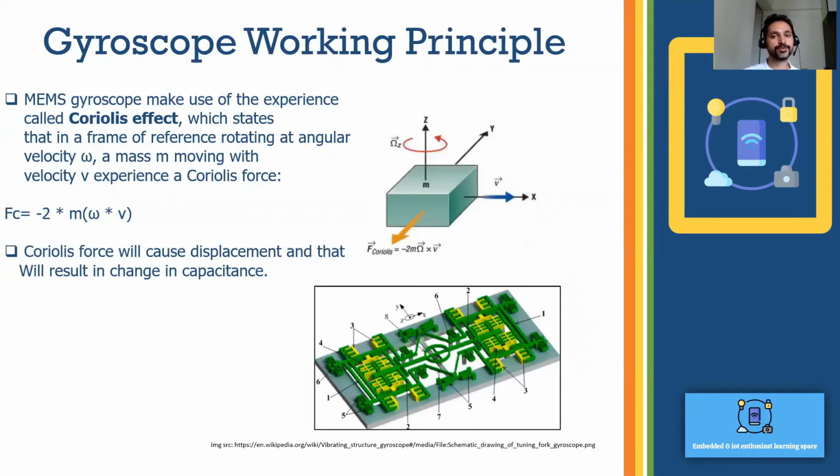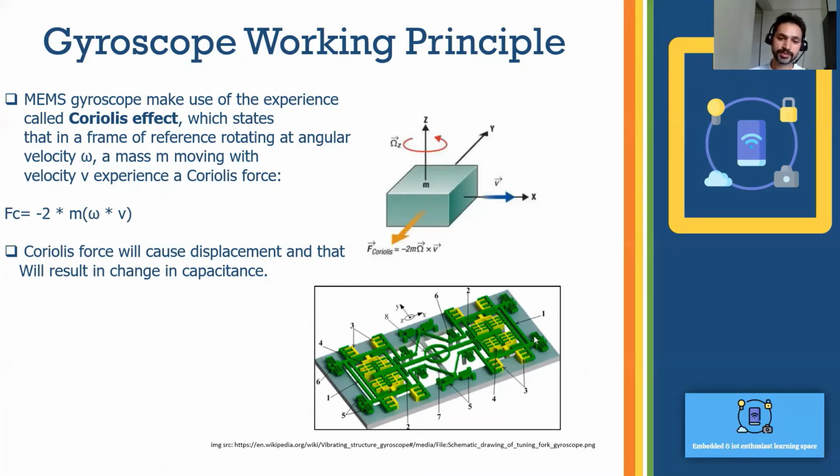Now let's discuss the gyroscope working principle. A MEMS gyroscope makes use of a phenomenon called the Coriolis effect, which states that if you have a mass rotating with angular velocity omega, and the mass is moving with velocity v, it experiences a perpendicular force called the Coriolis force, which is equivalent to -2 multiplied by m, which is mass, multiplied by omega cross v. Omega is your angular velocity and v is your linear velocity.